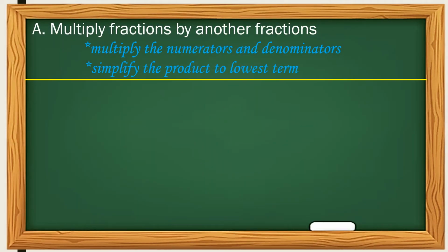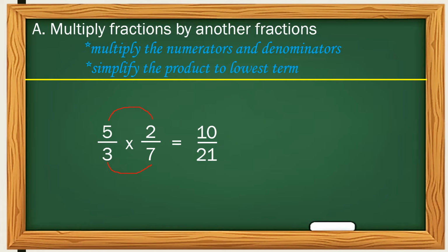Okay, isa pang example. 5 thirds times 2 sevenths is equal to. So, kung napapansin nyo, yung unang fraction natin ay improper fraction. Paano ba gagawin to? Pareho lang din. Just follow the steps. So, we're going to multiply the numerator, 5 times 2, and multiply also the denominator, 3 times 7. So, we get the product of 10 over 21. Then, let us proceed to the next step.